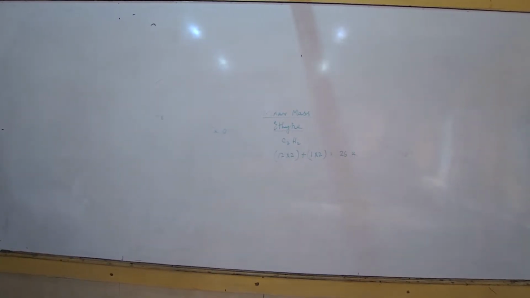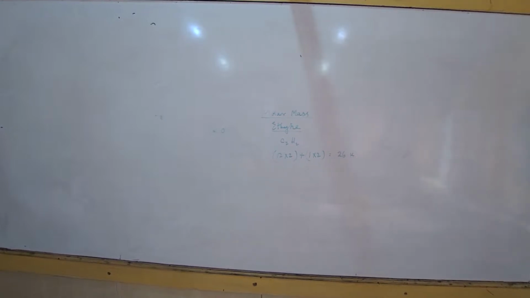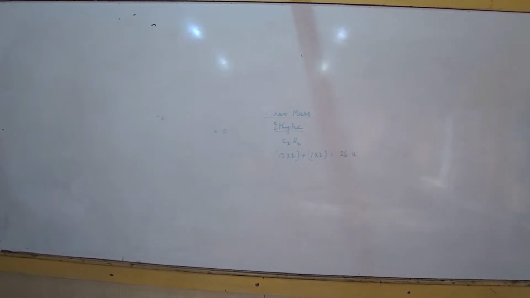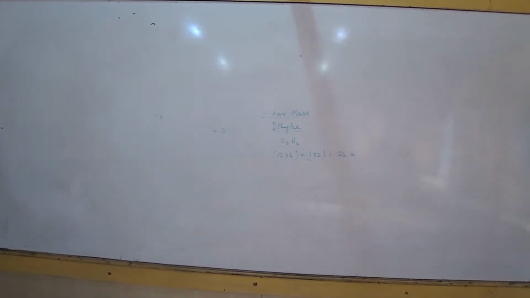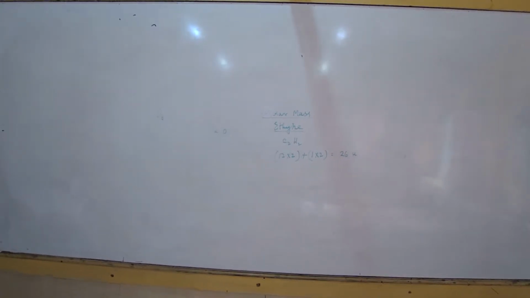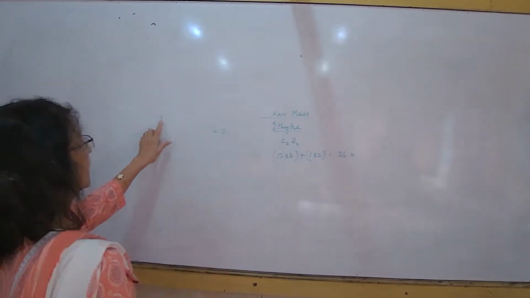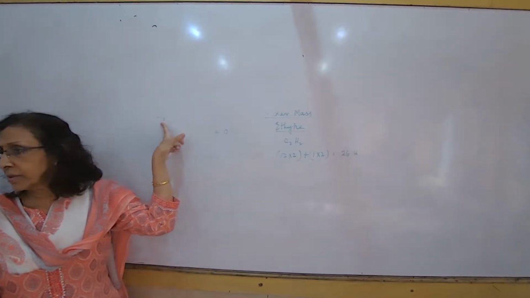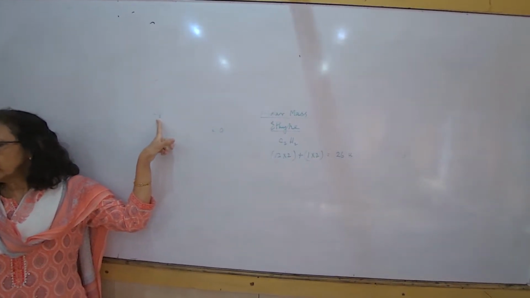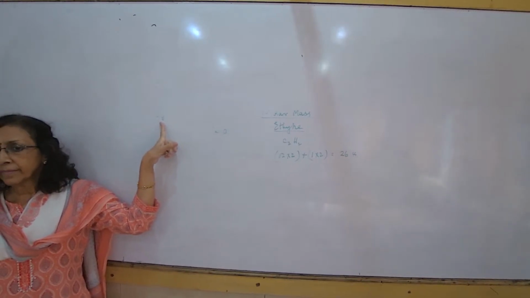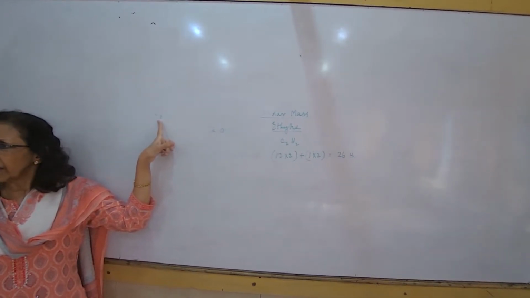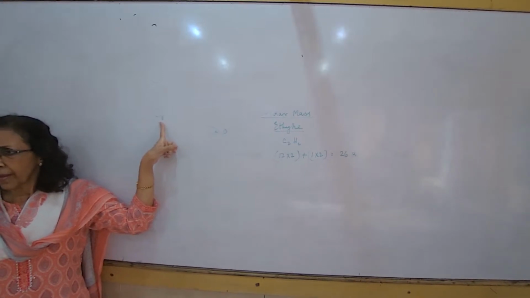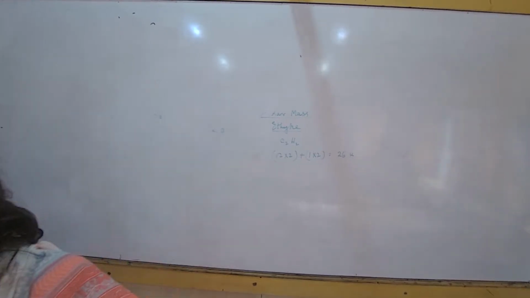See, atomic masses are there. Sulfur here is 32. So sulfur is 32. How much is 32 into 8? Come on, tell me. 256. Okay, next one. Phosphorus molecule.